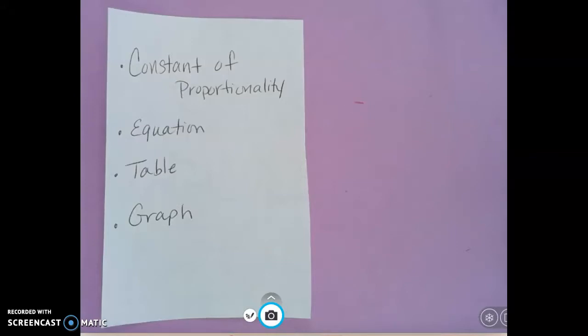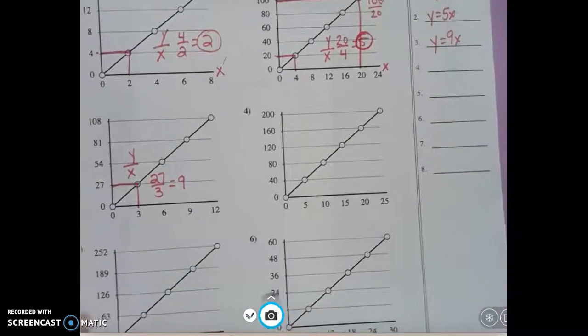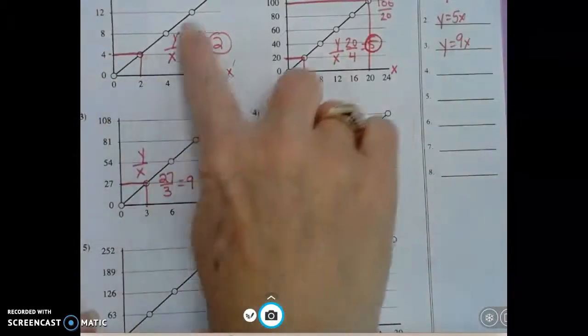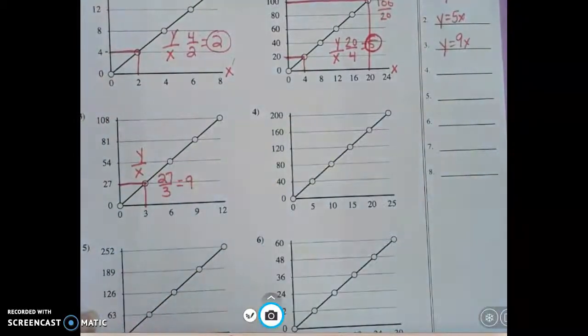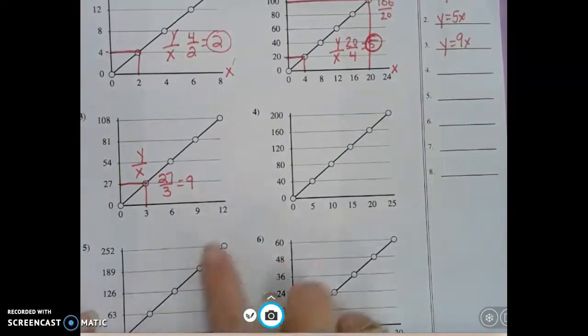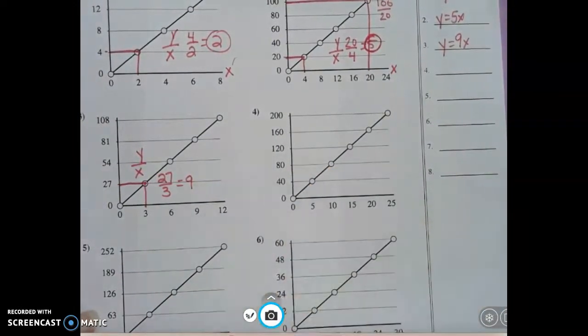Remember one other thing. I said it one time, but I feel like I need to say it one more time. Anytime a graph goes through the origin, which is 0, 0, all of these graphs go through the origin, that means it's going to be proportional. It's straight and it goes through the origin, which means it's going to be proportional.